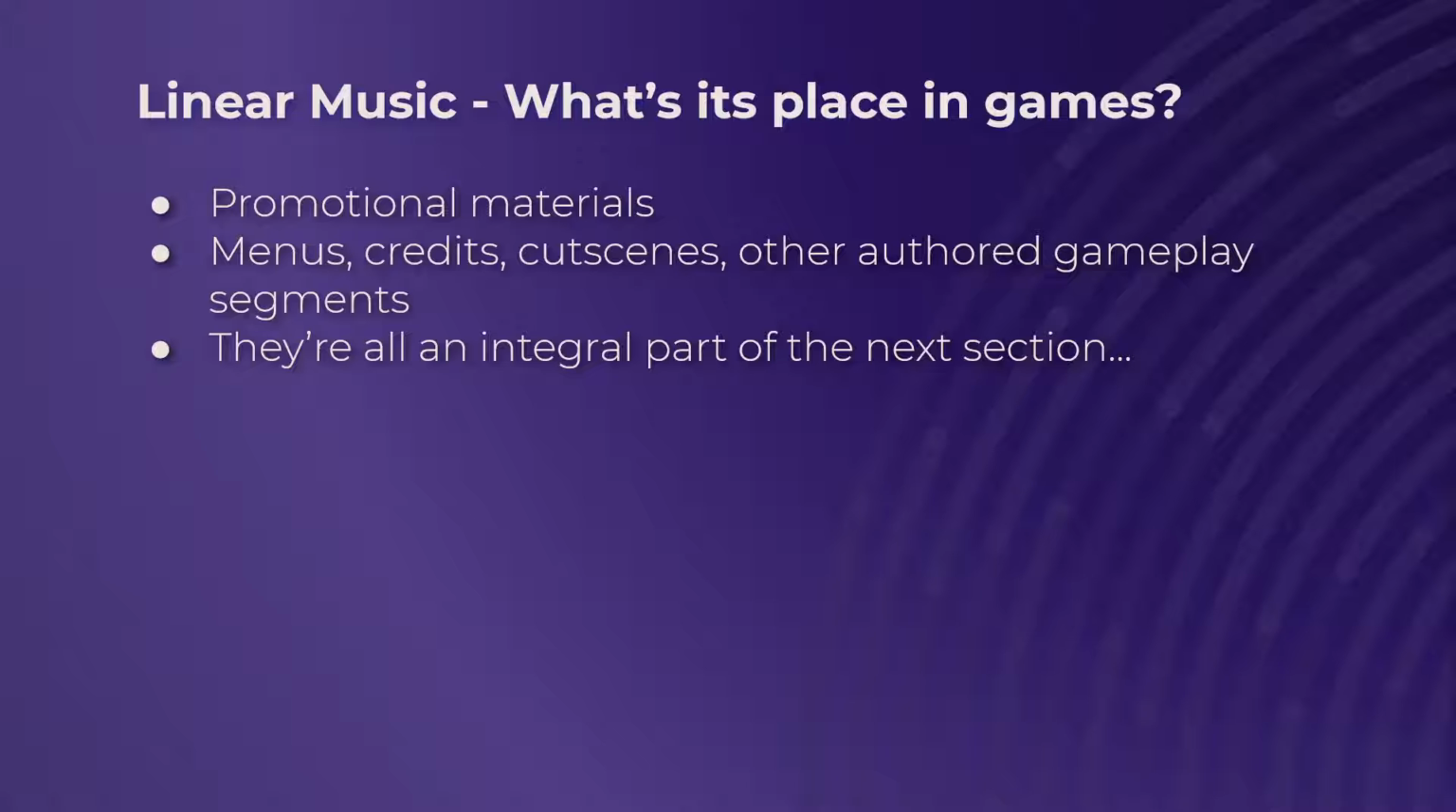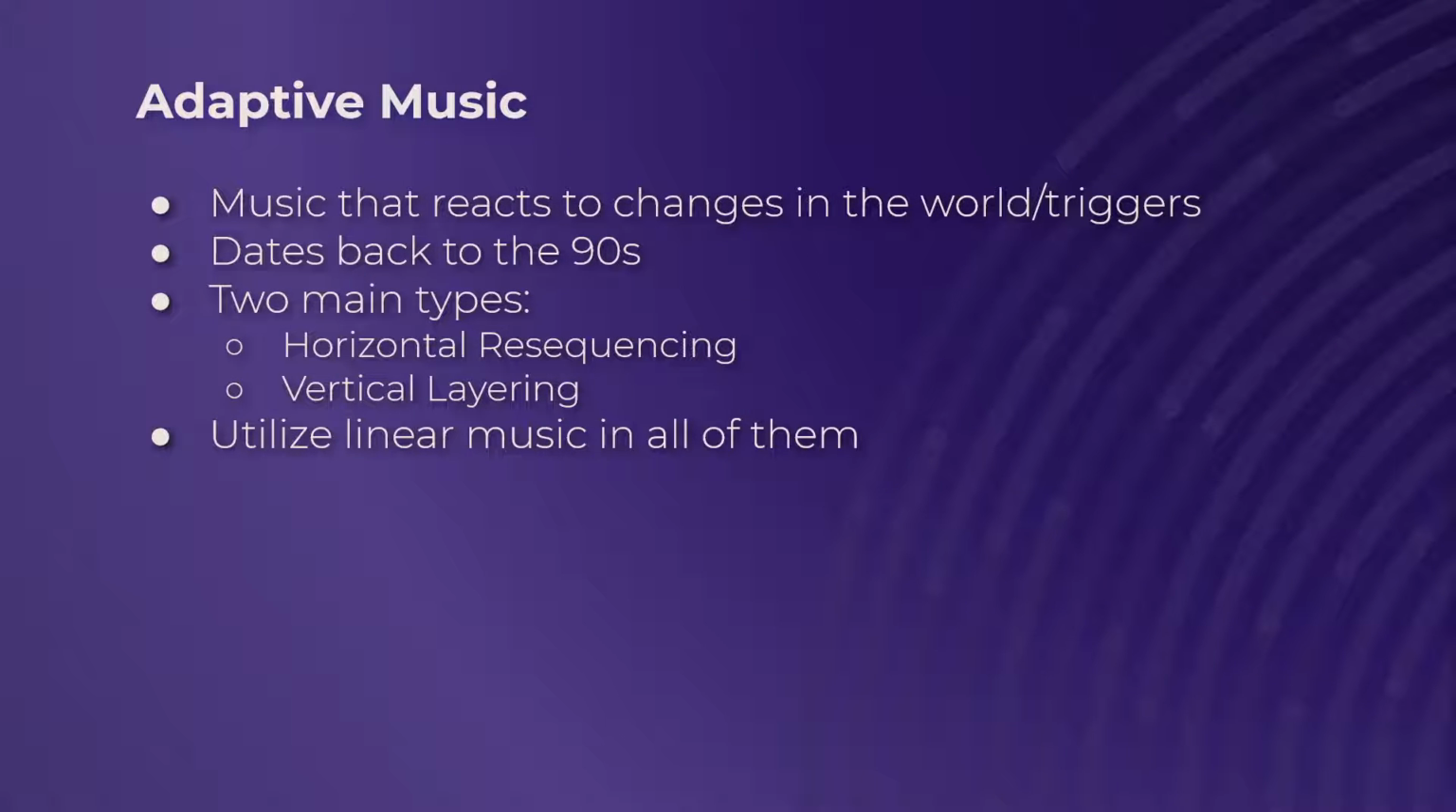But most importantly, linear music is integral to adaptive music, which we're going to look at now. If linear music just plays from start to end without changing, adaptive music, put simply, is music that reacts to changes in the world, or triggers. And it only dates back to the mid-90s-ish. So it's still relatively recent in terms of video games, but it's pretty prominent now.